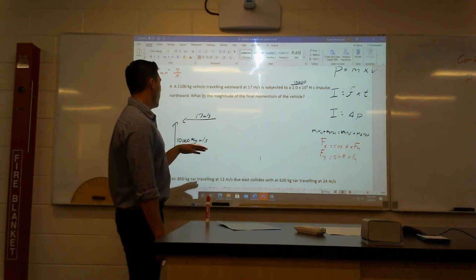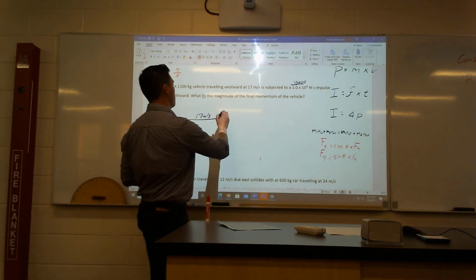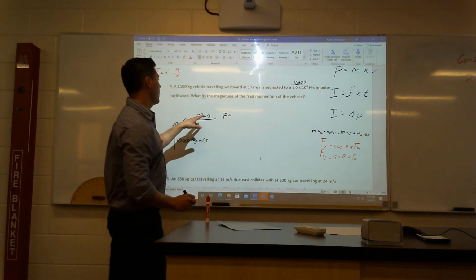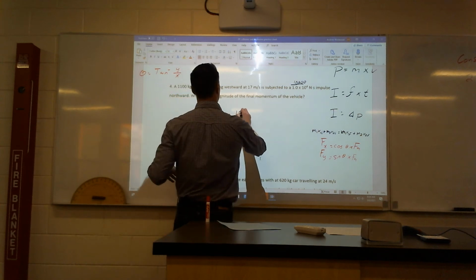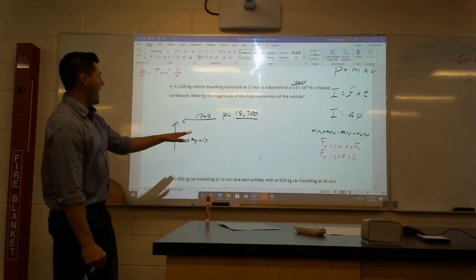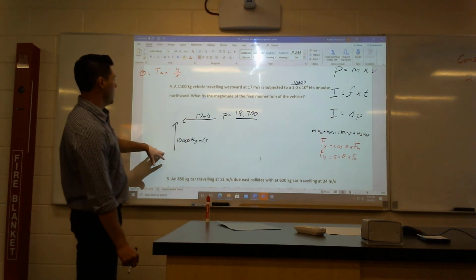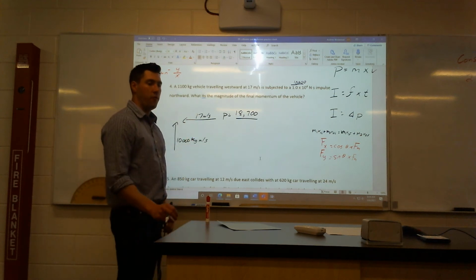So I have this velocity here. I need to turn this into an actual momentum. So what is the momentum of this vehicle initially? Take that 17, multiply by 1,100, and I get a momentum of 18,700. So this is the original momentum. Now we are adding this momentum in a different direction. So this is going north. It was going west. So kind of a similar thing to what we did before.